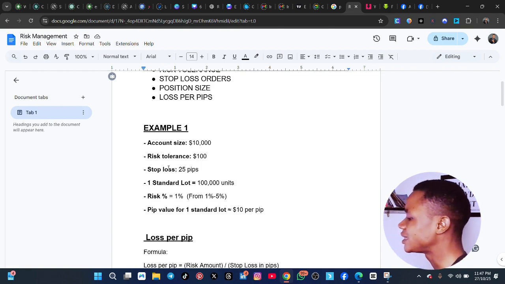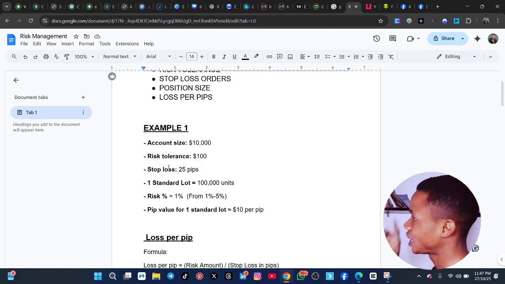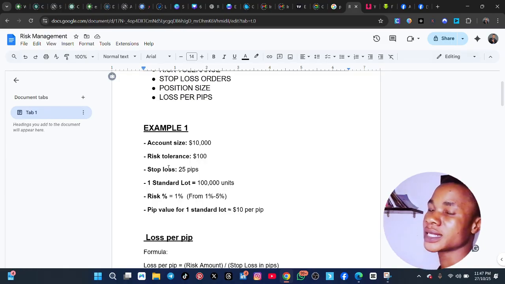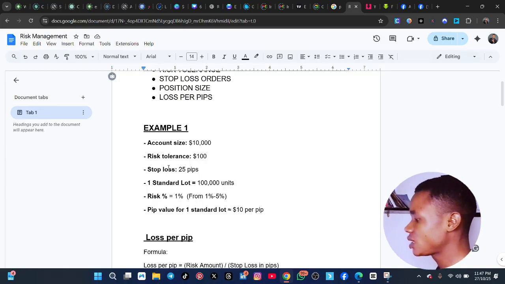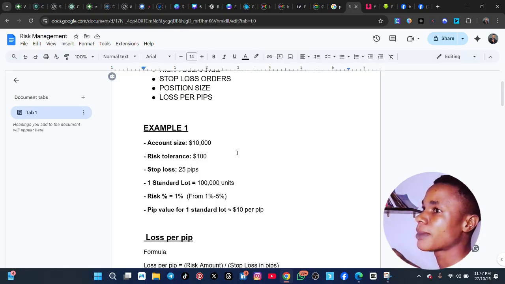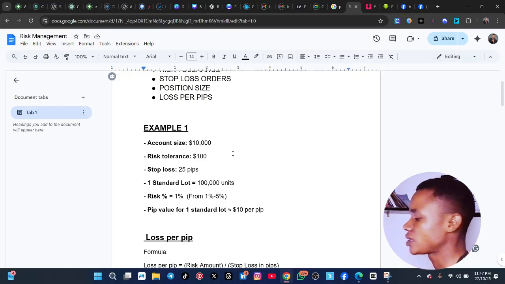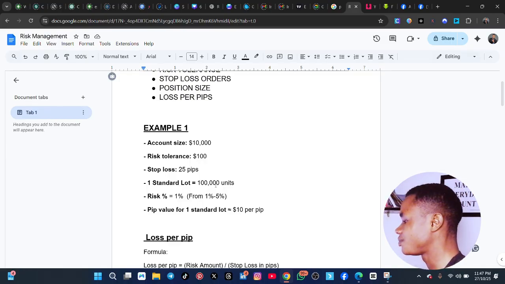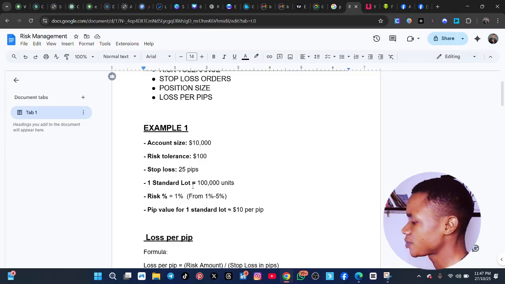Now the amount you are willing to lose in the whole of the account, if you take that trade, is $100. This one is an assumption. You are just assuming that, okay, I want to lose $100 if I take this trade for my $10,000. Now the stop loss, of course, I just showed you how to take it. So let's say your stop loss is about 25 pips. That is a movement of price, and then one standard lot size is 100,000 units. Now let me explain something here.